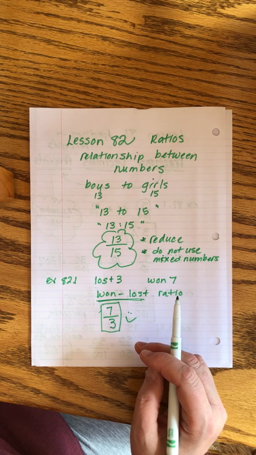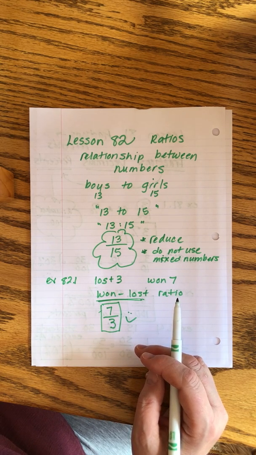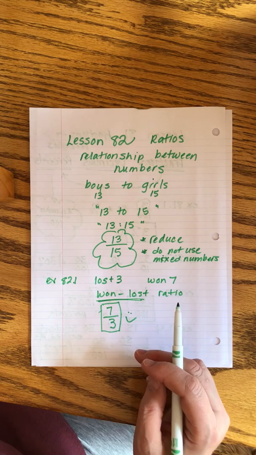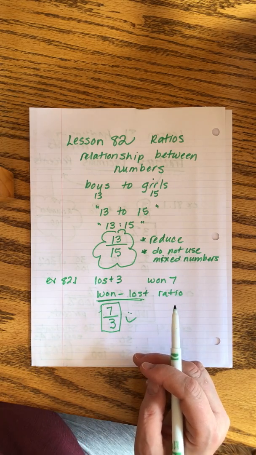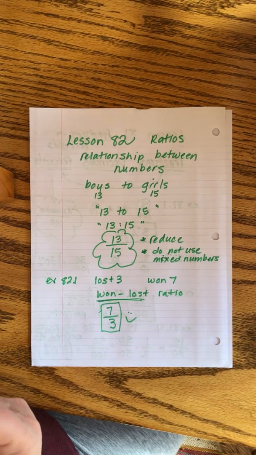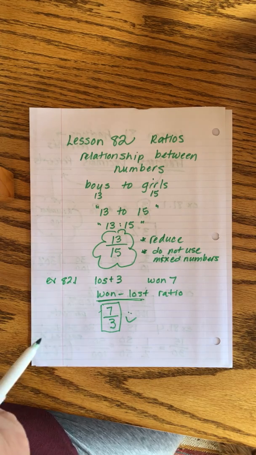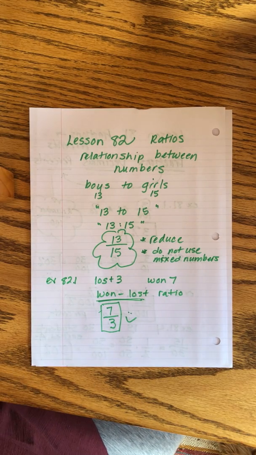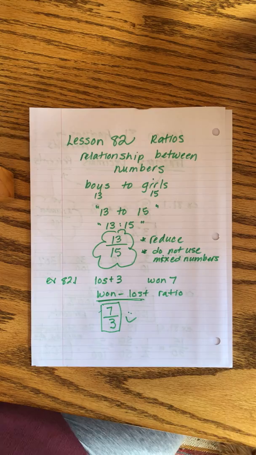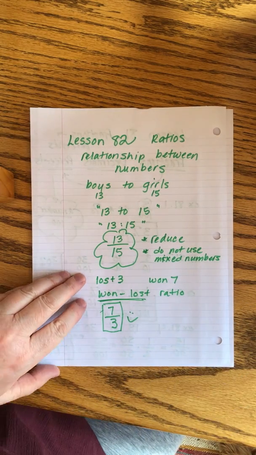If you're into sports, you probably are already somewhat familiar with ratios because they show up a lot in different sports-related things. And that's cool because, you know what? Helps you understand what we're doing here. Okay, that's 82.1. Let's do 82.2.